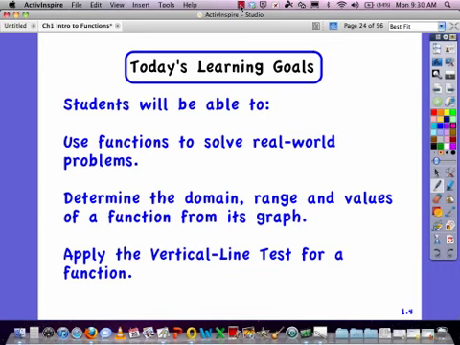Determine the domain, range, and values of a function from its graph, and apply the vertical line test for a function. Things that you have seen previously in some of the sections in this chapter. Domain, range for sure. Definition of a function, and now the vertical line test as well. So let's look and see what we do remember.